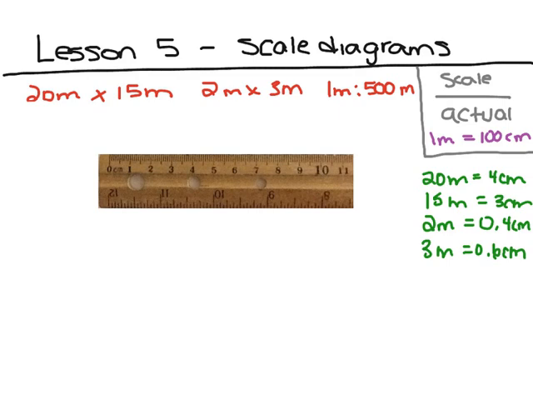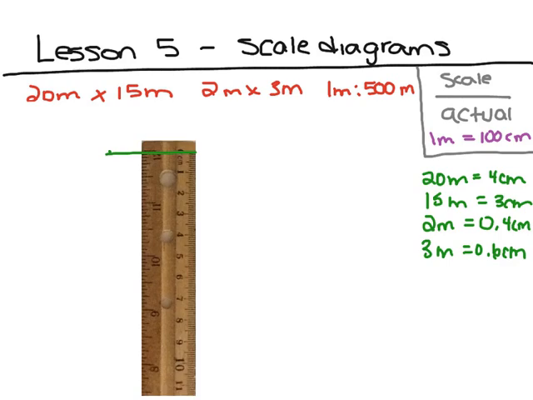Okay, now we're going to draw it. The first length we know is 4 centimeters. So on your ruler, you're going to draw a line that is 4 centimeters long. Then we know that up and down, it's 3 centimeters. So we're going to draw a line that's 3 centimeters long, on both sides.